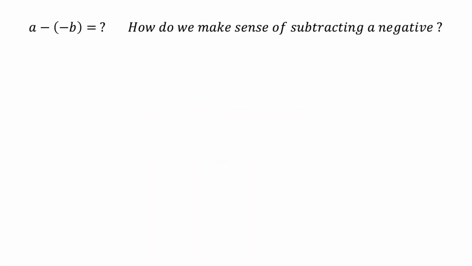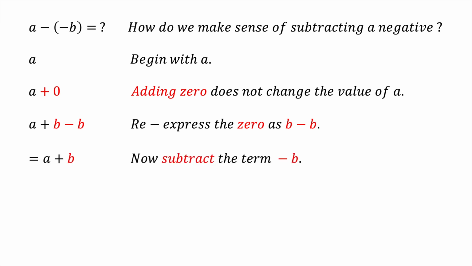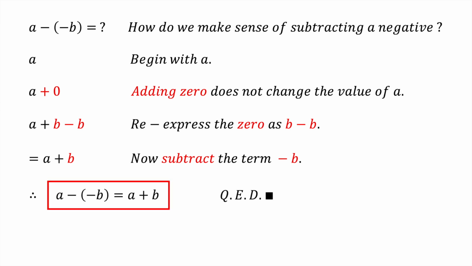So how do we make sense of subtracting a negative algebraically? First, we begin with a. Next, we add 0 since adding 0 has no effect on a. We can re-express this 0 as b minus b, since b minus b equals 0. Now we subtract the term negative b, and when this is done, we are left with a plus b. The left-hand side of this equation is what we did, and the right-hand side is what we got.